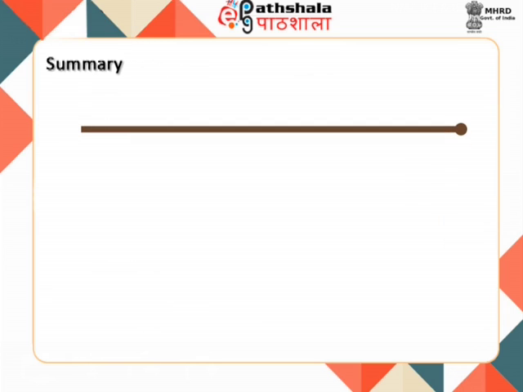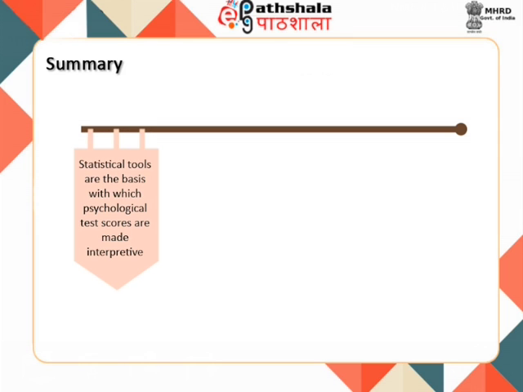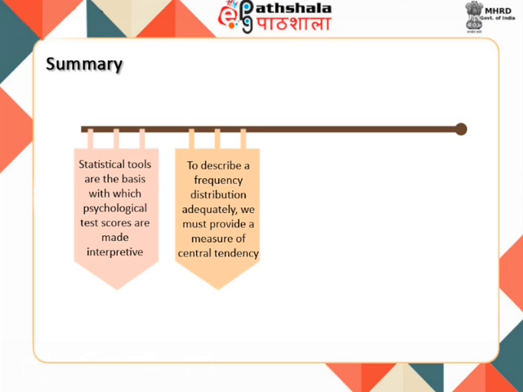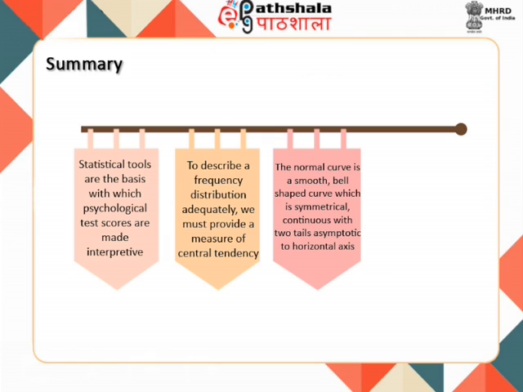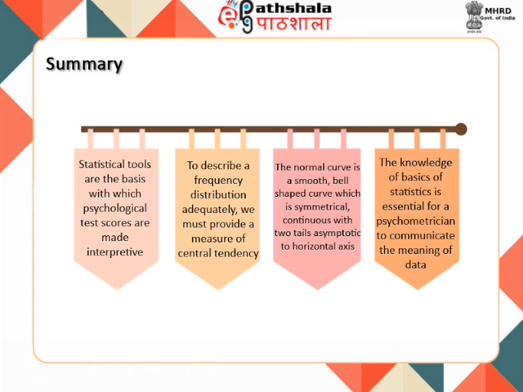Let us now summarize what we have learnt in this module. Statistical tools are the basis with which psychological test scores are made interpretable. To describe a frequency distribution adequately, we must provide a measure of central tendency. The normal curve is a smooth, bell-shaped curve which is symmetrical, continuous, with two tails asymptotic to the horizontal axis. The knowledge of the basics of statistics is essential for a psychometrician to communicate the meaning of data.